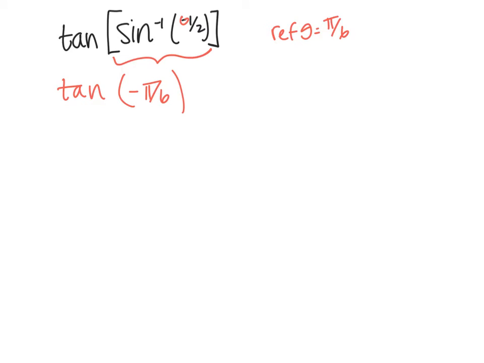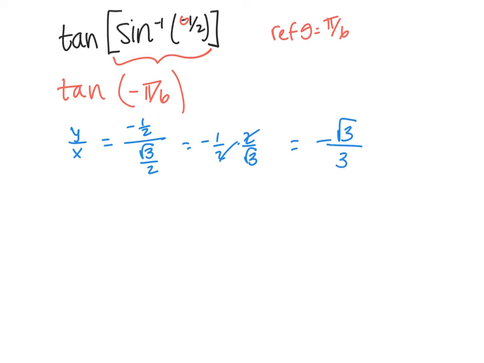So now we just finish the problem. What is tangent of negative pi over 6? Well, tangent is y over x. At negative pi over 6, y is negative 1/2. X is root 3 over 2. Solve that out, and we get negative root 3 over 3. So for these problems, it's very much do the trig function on the inside, then do the trig function on the outside.